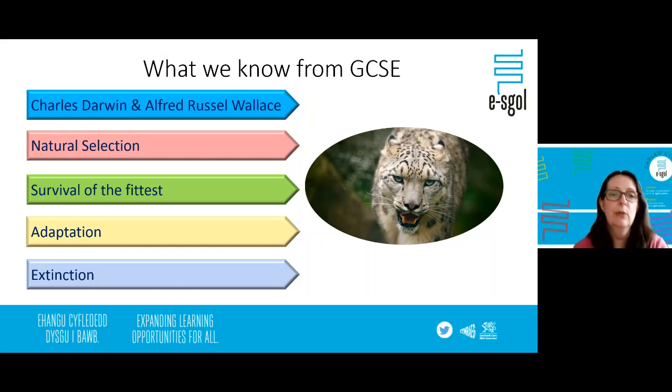Finally, two more ideas that we should be familiar with: adaptation, so how organisms adapt. From this idea, as organisms are able to adapt, the faster they can adapt, the better chance they have of surviving and passing on their genetic material. And if they can't adapt, then we have that final idea of extinction that might take place.